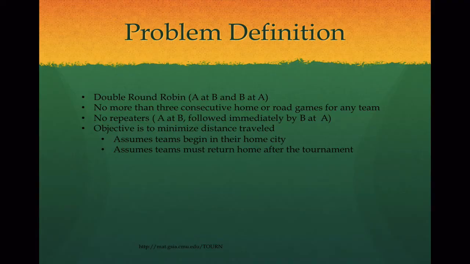A traveling tournament problem consists of a tournament where each team plays every other team twice, one home and one away. The objective is to try to minimize the total distance traveled by all teams during this tournament. There are two additional constraints: two teams may not play each other in consecutive weeks, and a team may at most play 3 consecutive home or away games.